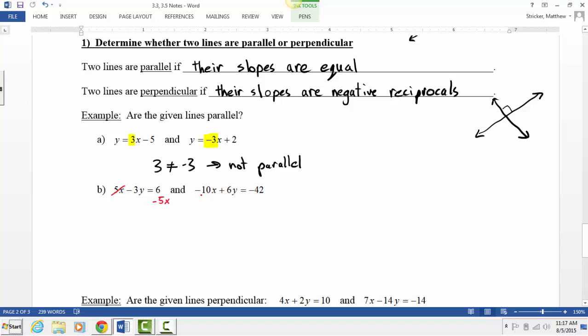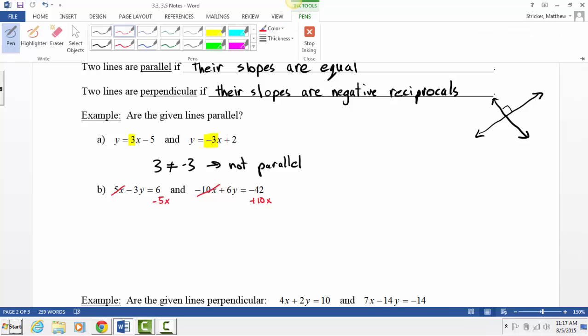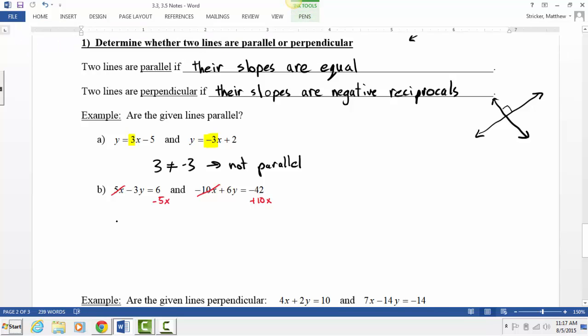And then for the other line, if we move the negative 10x to the other side, it becomes a positive 10x. So the first line we can rewrite as negative 3y. Remember, we're going to write the negative 5x first. We cannot combine it to the 6, and this is a positive 6. Okay. The second line, we have 6y equals 10x. I'm not going to write the positive here because it's at the front. And we have minus 42.